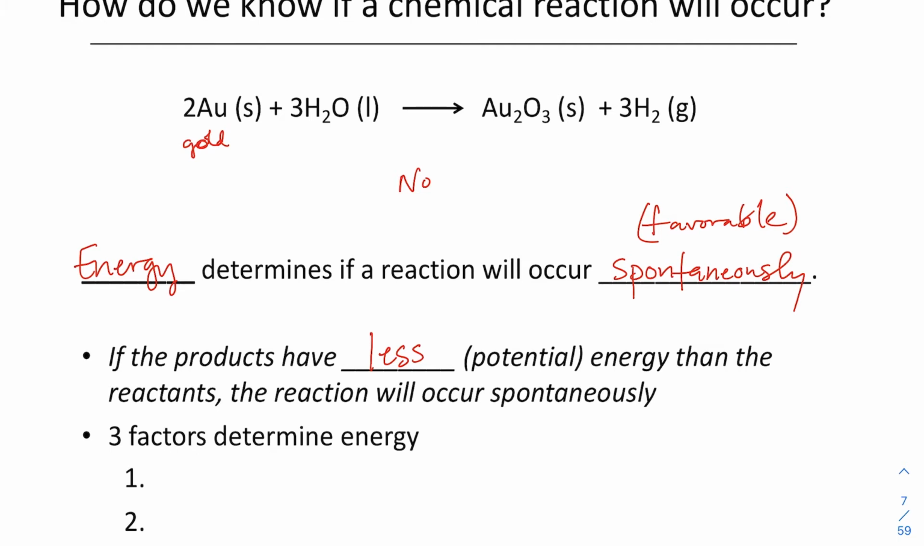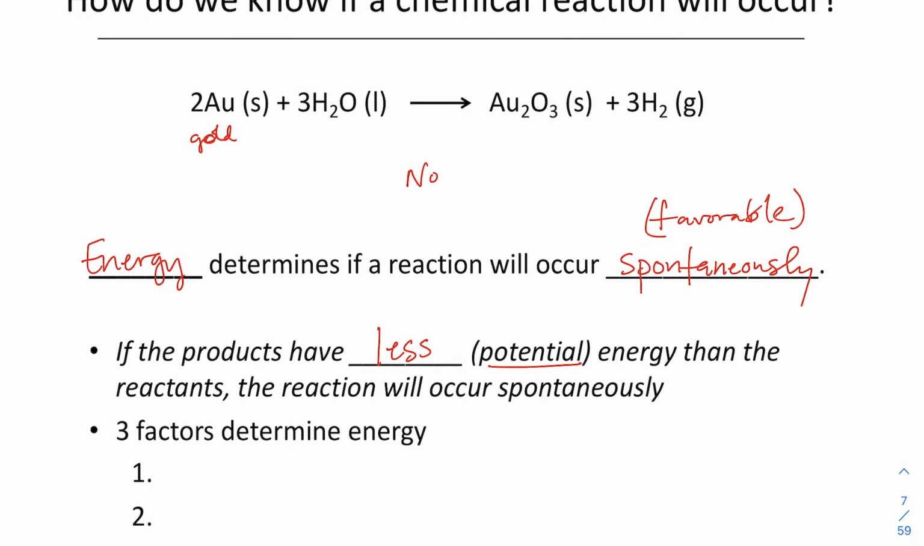Okay, so you might be thinking, well, how do we know if a reaction is going to occur spontaneously or not? How is energy determining that? And it all has to do with potential energy. If the products have less potential energy than the reactants, the reaction will occur spontaneously.